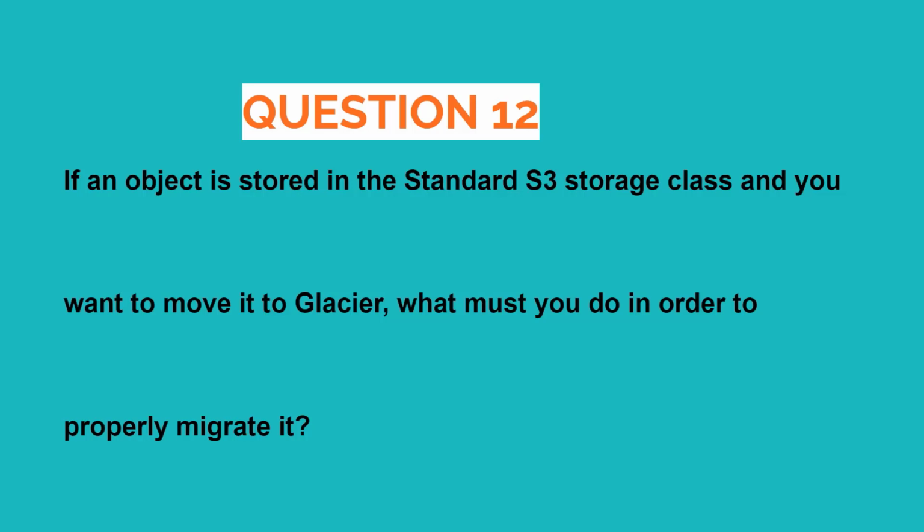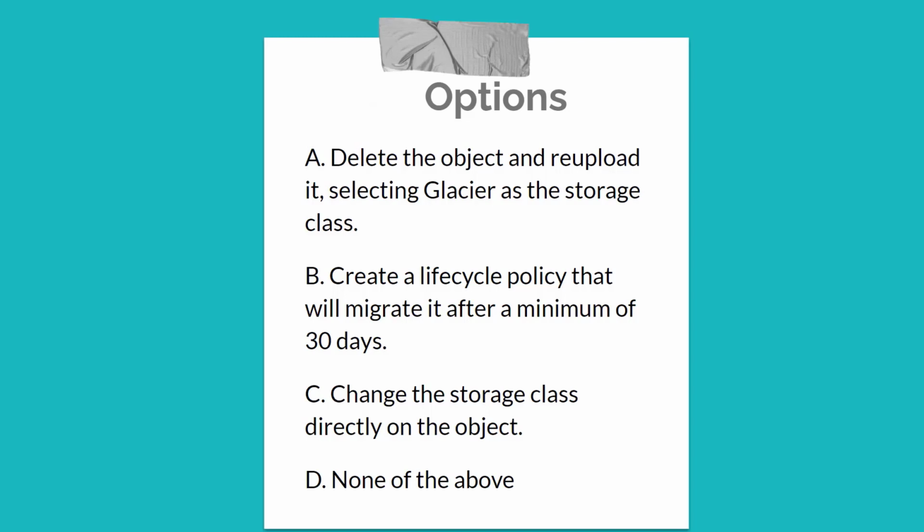Question 12. If an object is stored in the standard S3 storage class and you want to move it to Glacier, what must you do in order to properly migrate it? Option A. Delete the object and reupload it, selecting Glacier as the storage class. B. Create a lifecycle policy that will migrate it after a minimum of 30 days. C. Change the storage class directly on the object. D. None of the above.